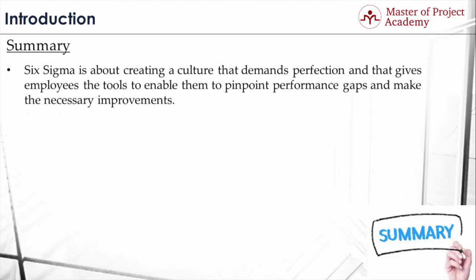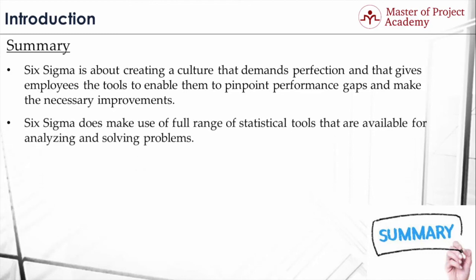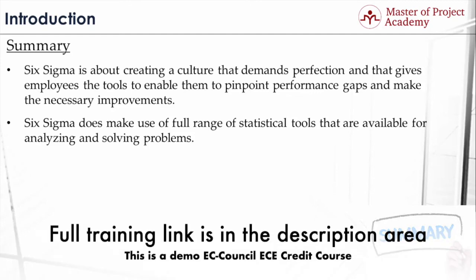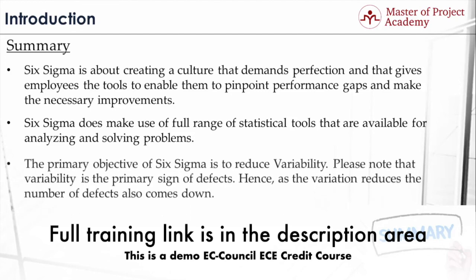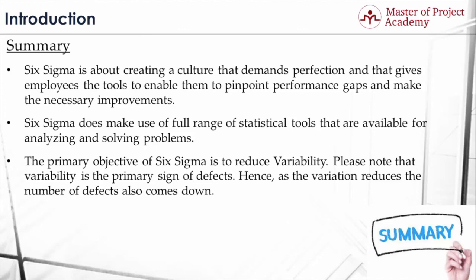To sum up, Six Sigma is about creating a culture that demands perfection and that gives employees the tools to enable them to pinpoint performance gaps and make the necessary improvements. Six Sigma does make use of the full range of statistical tools that are available for analyzing and solving problems. The primary objective of Six Sigma is to reduce variability. Please note that variability is the primary sign of defects. Hence, as the variation reduces, the number of defects also comes down.